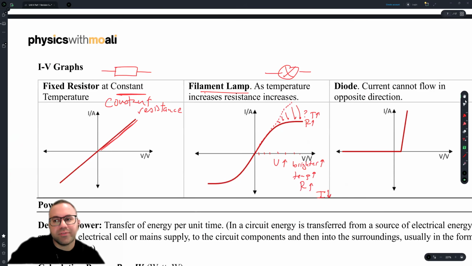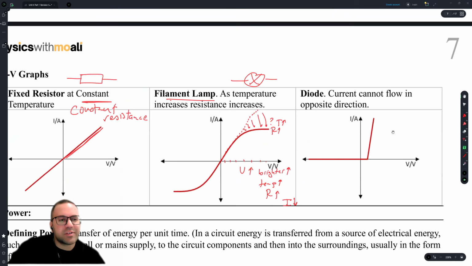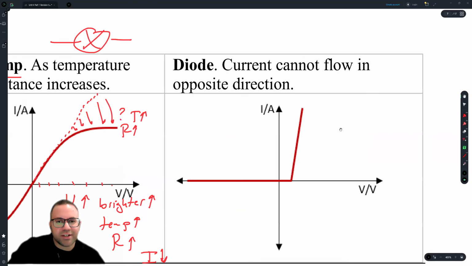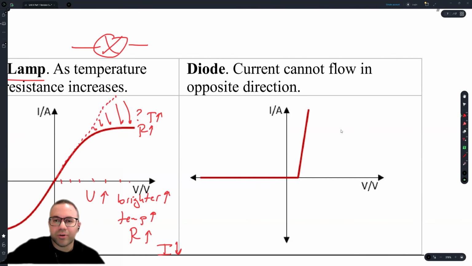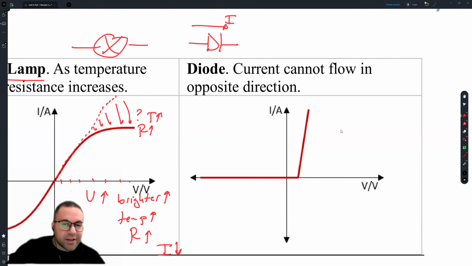Then finally, we have a diode. I'm kind of spoiling like the next section, but a diode is a component that allows the current to only flow in one direction. So current always flows in the direction of the arrow of the diode. But if the current tries to flow in the opposite direction, the diode stops it. So it's like a one-way gate. Current goes right, but can't go left.